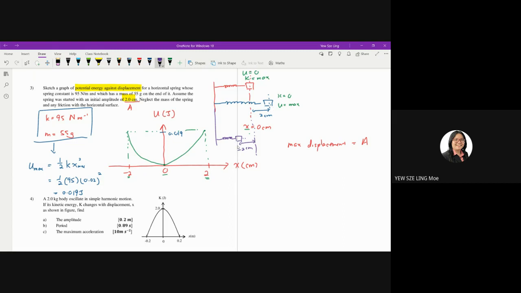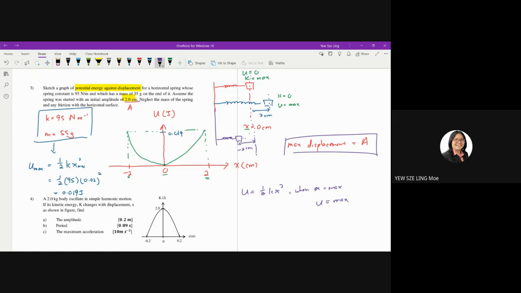At maximum position, you have the equation U equals 1 over 2 kx squared. So ini adalah maximum negative. So maximum amplitude, kita kata dia adalah A. That's why your U is also maximum. So when x equals the maximum value, your U is also equal to the maximum value.